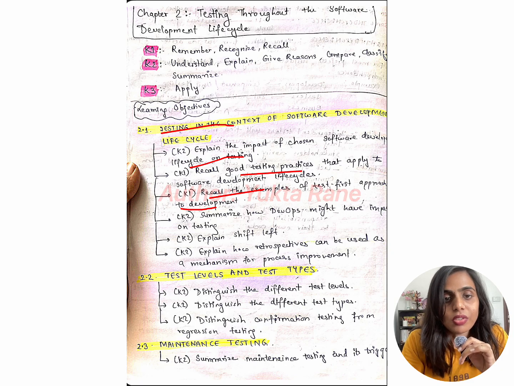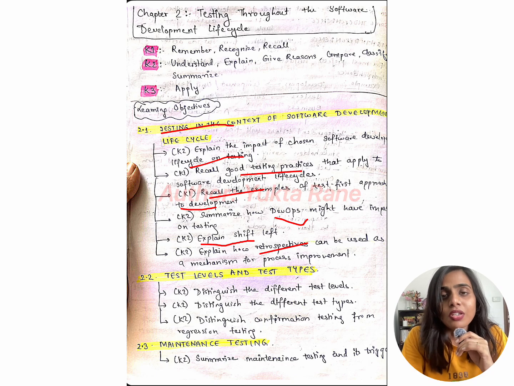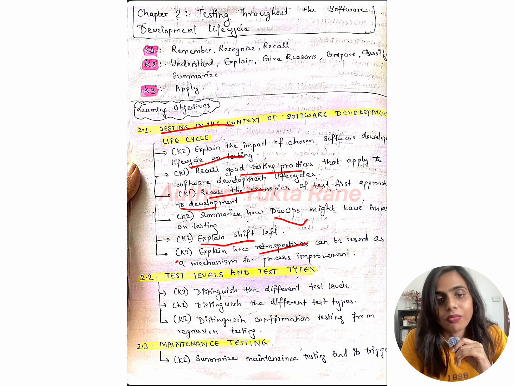So then we have K2, summarize how DevOps will impact testing. So this is a new part, DevOps. We will be covering that. Then we have explain shift left, nothing but the early testing principle. And then you have explain how retrospectives can be used as a mechanism for process improvement. So the IT professionals who are experienced testers might already relate to this word retrospectives, right? We have retrospective meetings going on in our organizations. So let's understand what those are for. So this is K2.